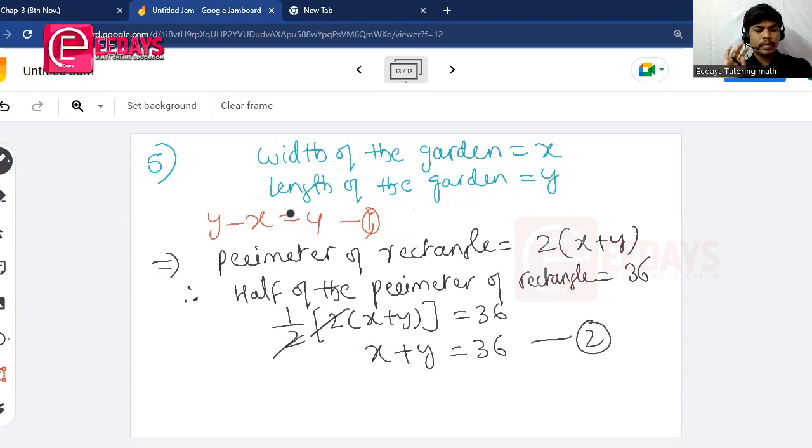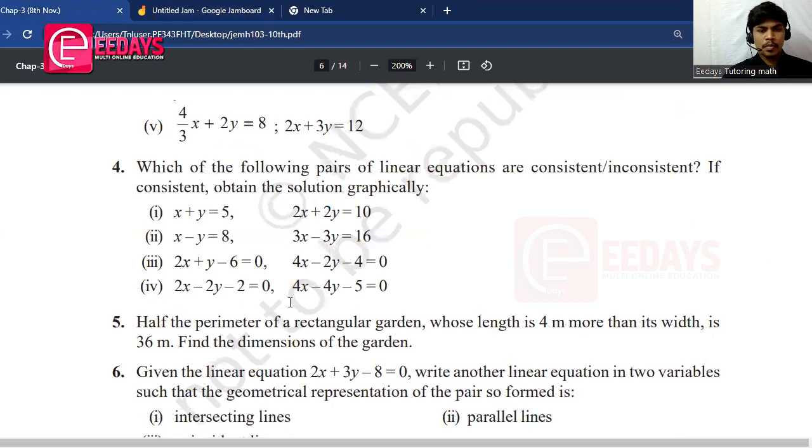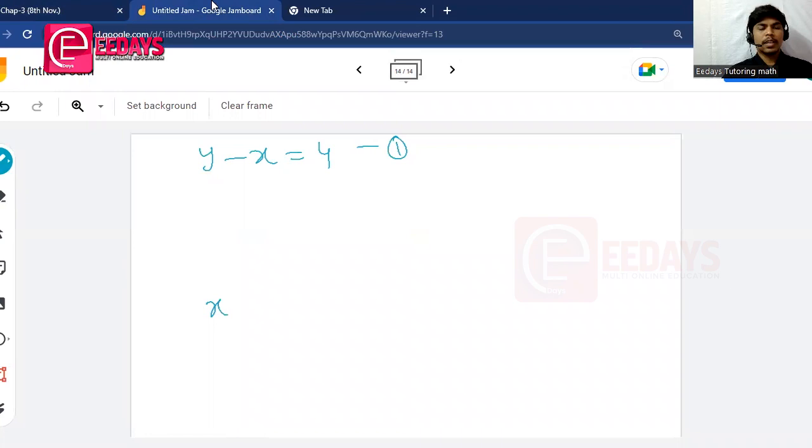x plus y is equal to 36, and y minus x is equal to 4. Okay, let's write the two equations: y minus x is equal to 4, this is our first equation. They have asked to express graphically and find the dimensions of the garden. How to find the dimensions of the garden? Even without them asking graphically, let's find it graphically, then we can find the dimensions. x plus y is equal to 36, that is our second equation.